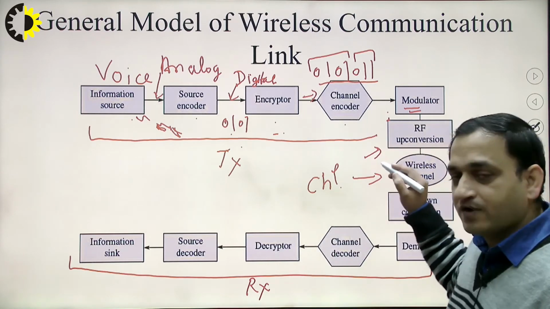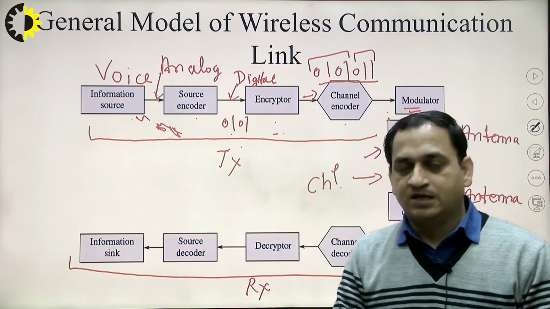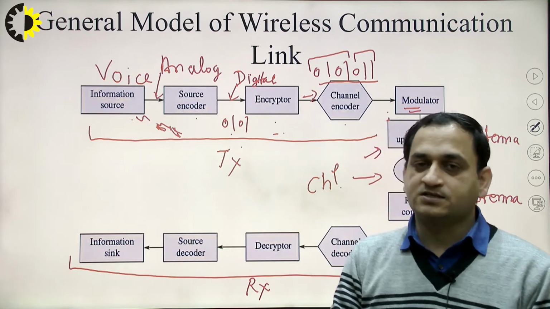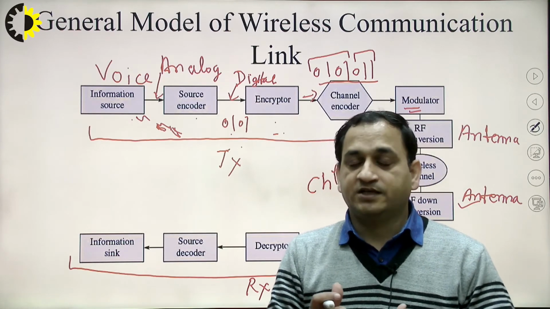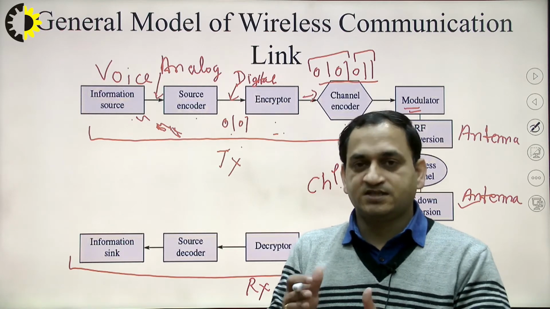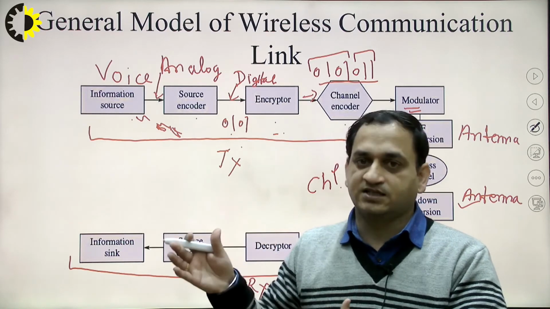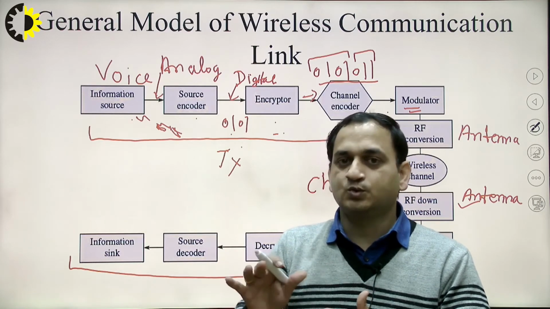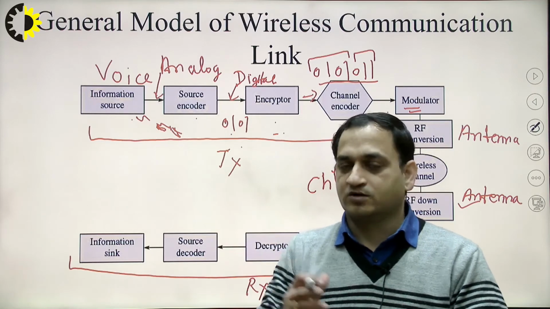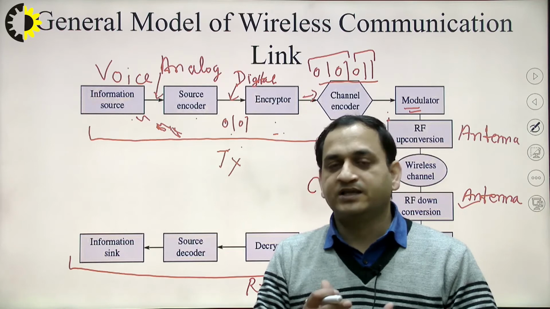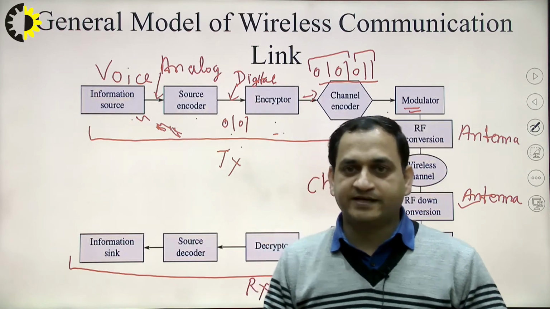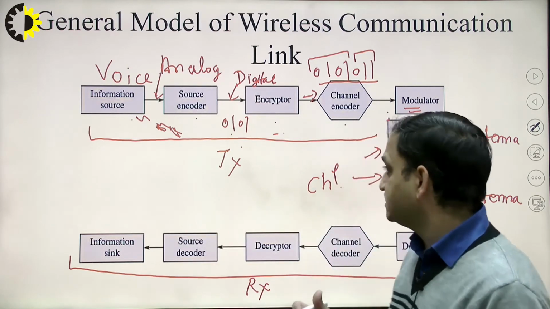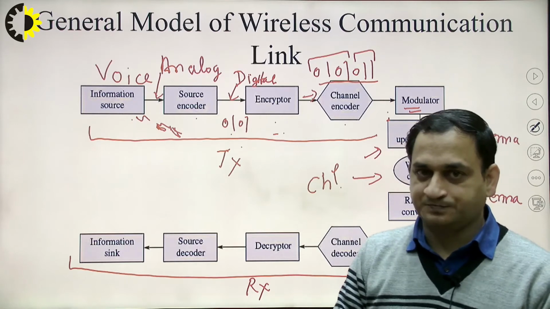Next is the RF up conversion. If you want to transmit the signal over a long distance, the RF up conversion will convert the low frequency signals into high frequency signals. So it will up convert, so that we can pump power into that signal for long distance transmission. Without RF up conversion we cannot send signals from one point to another over a long distance, so for that purpose we use RF up conversion.